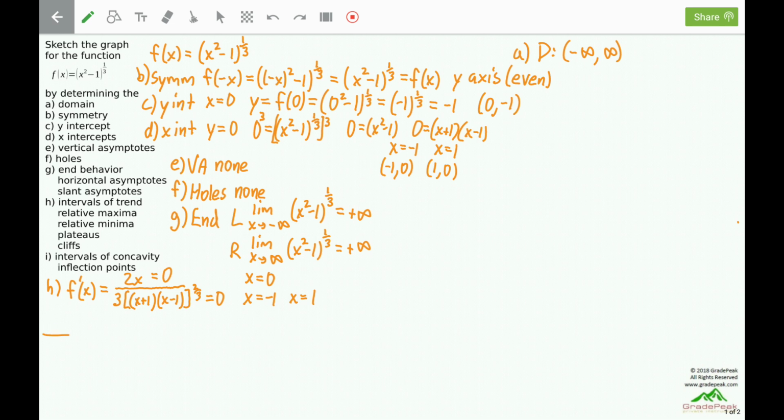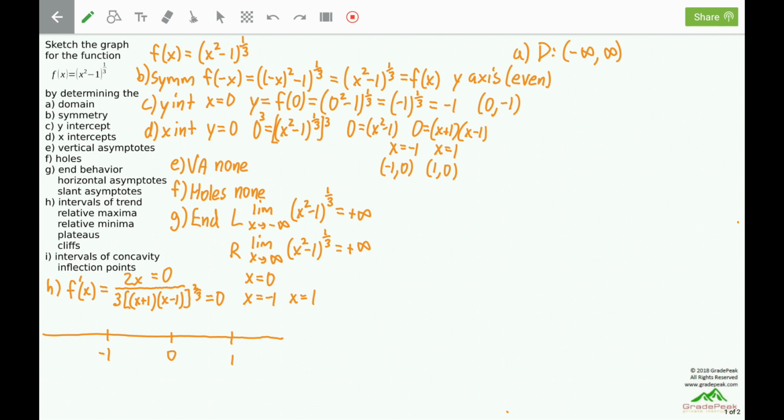We can now draw a domain line. It has no left end because it starts at -infinity. It has no right end because it ends at +infinity. We can put all critical numbers on here in order. -1 will come first, then 0, then +1. This splits the domain interval into 4 separate intervals.